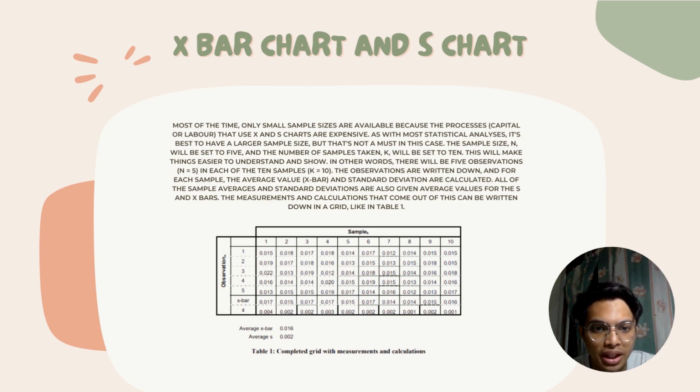The observations are written down, and for each sample, the average value, which is X bar, and the standard deviation are calculated. All of the sample averages and standard deviations are also given average values for the X bar and S bar. The measurements and calculations that come out of this can be written down in a grid like Table 1 here, where we obtain the average S bar as 0.016 and the average of the S as 0.002.